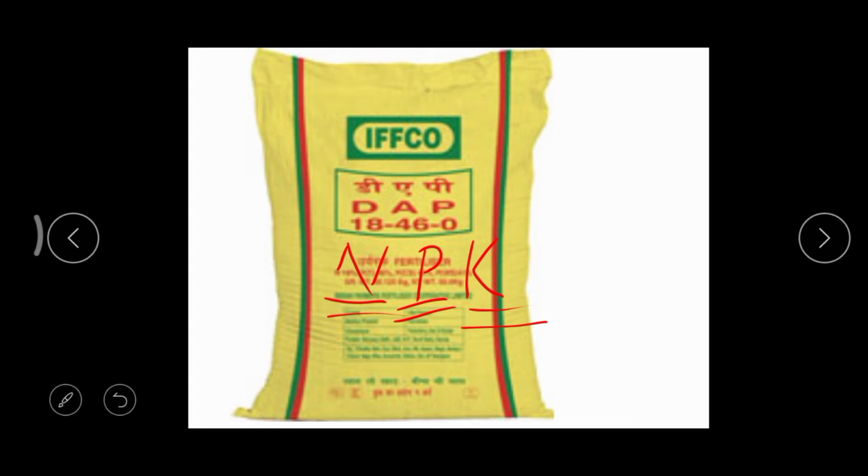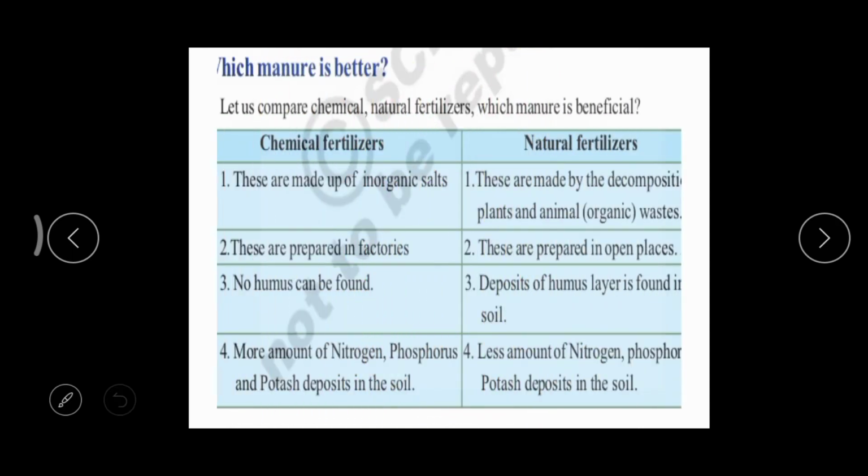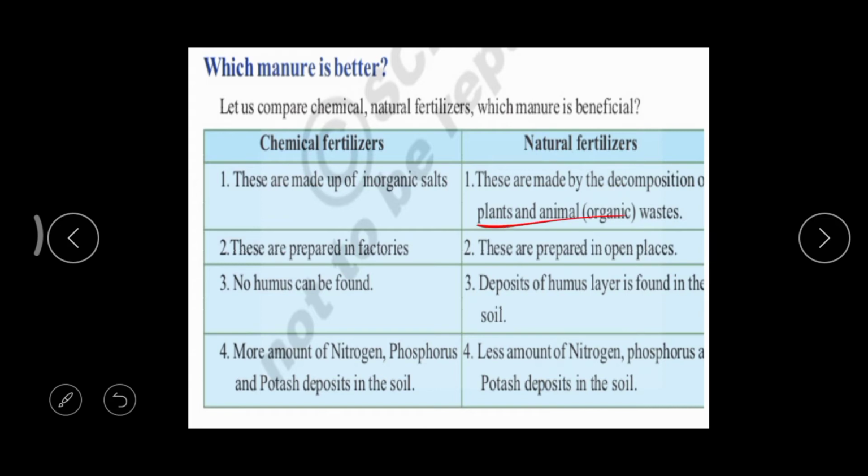This is called the NPK ratio. Then now let's see which fertilizers are better. Chemical fertilizers are made from inorganic salts, which means completely made up of chemicals. But natural fertilizers are made by decomposition of plants and animal materials, that is, naturally available substances.